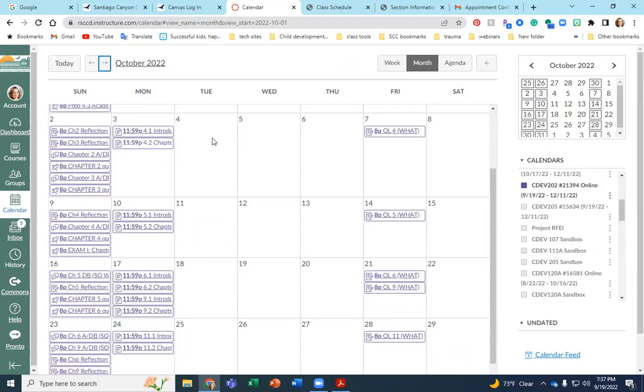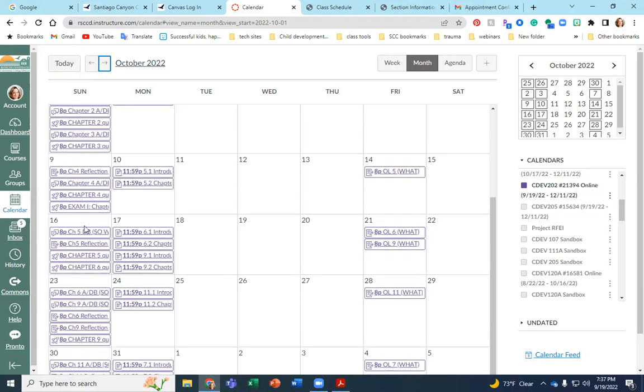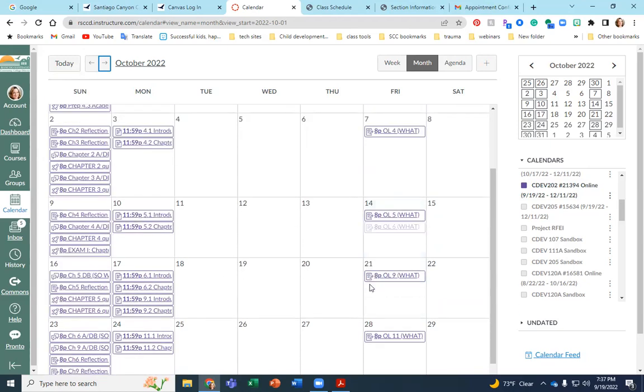So Chapter 4 is introduced here. Here's your outline, and then everything is due on Sunday. Chapter 5 is introduced here, outlines due here, the rest of it on Sunday, right? So I did 5 and 6 together. So 4 is by itself, 5 and 6 are together, 9 is separate. So these are the things. If these dates are wrong, just let me know. I just drag and drop it like that.